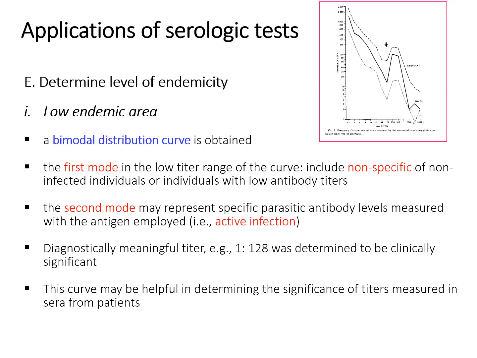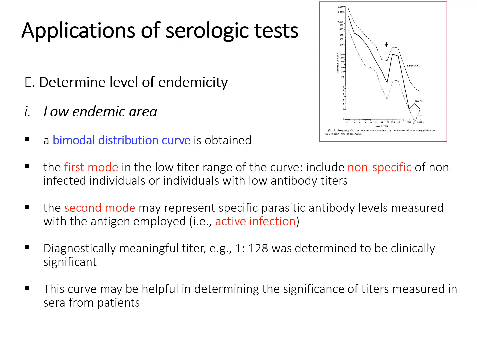For example, in this curve, 1 over 128 dilution was determined to be the clinically significant value. And this curve is helpful in determining the significant titer measured in the sera from this group of patients to decide whether one individual is actually positive or negative.